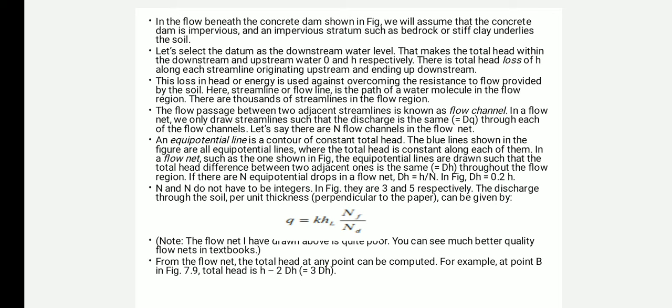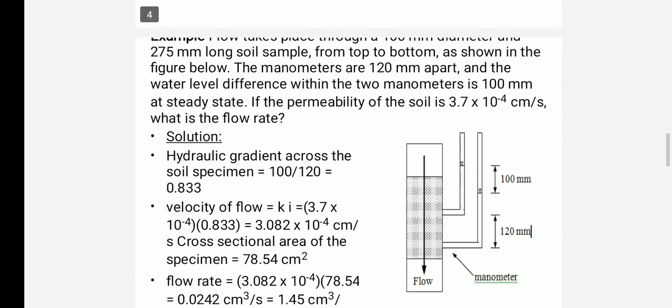The discharge through the soil per unit thickness perpendicular to the paper can be given by Q is equal to k H L times N_f divided by N_d. The flow net I have drawn above is quite poor. You can see much better quality flow nets in textbooks. From the flow net, total head at any point can be computed. Okay, so we'll go for the next example.